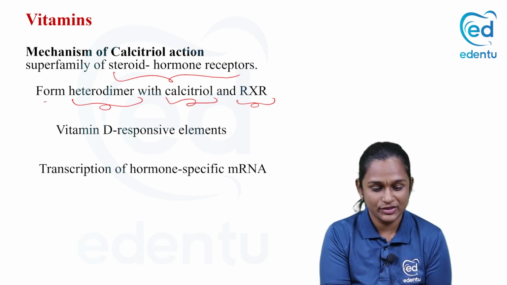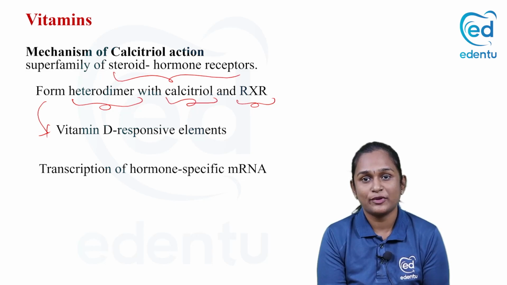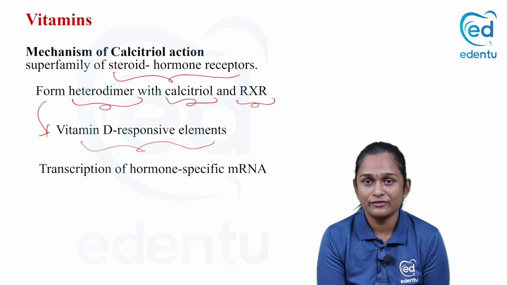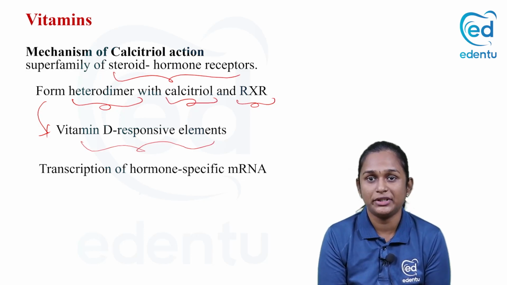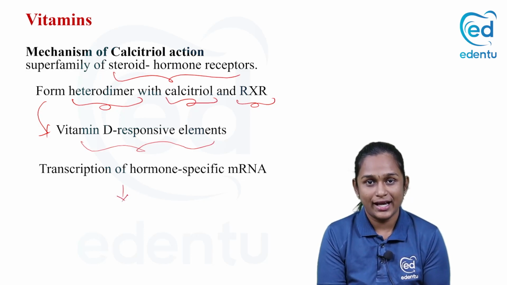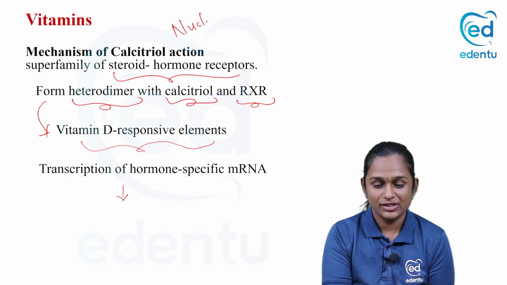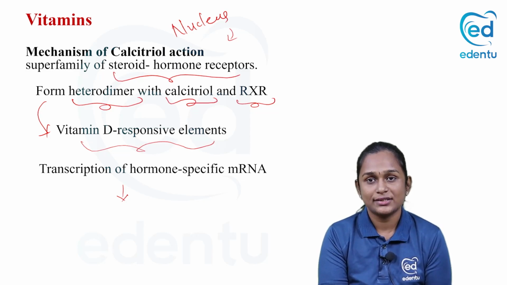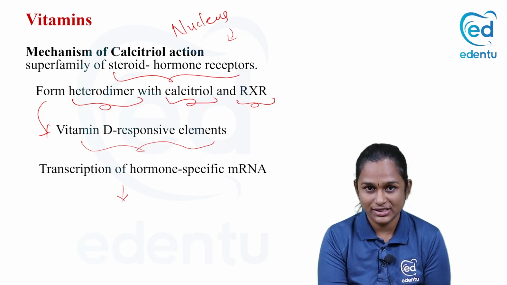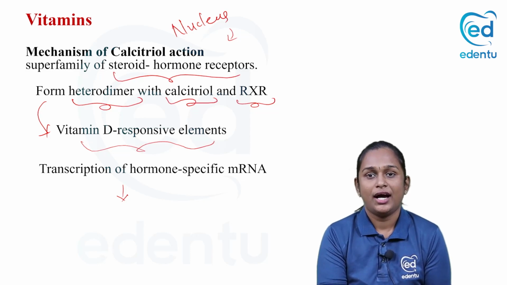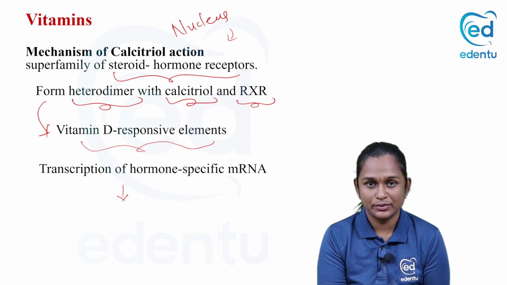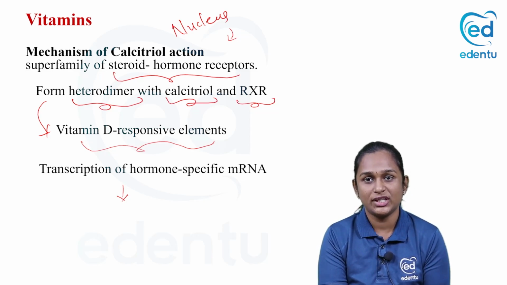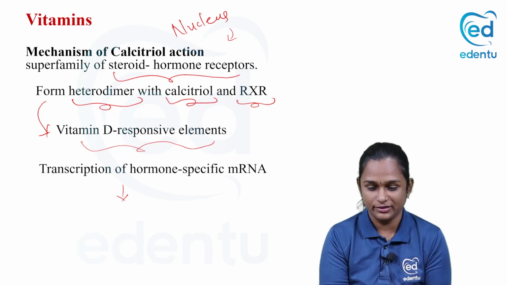When this dimerization happens, the vitamin D responsive elements get activated, which ultimately results in the transcription of the genes under the control of vitamin D. So this acts in the nucleus, because its receptor is in the nucleus. Like vitamin A, the receptor for vitamin D is also present inside the nucleus. It binds to the RXR receptor and dimerizes, resulting in the transcription of genes under the control of vitamin D.